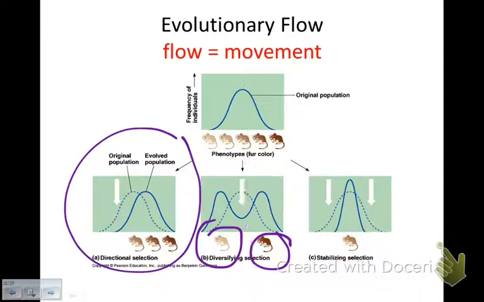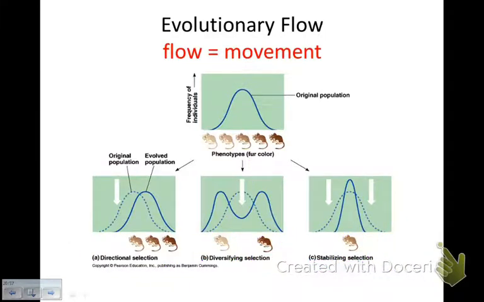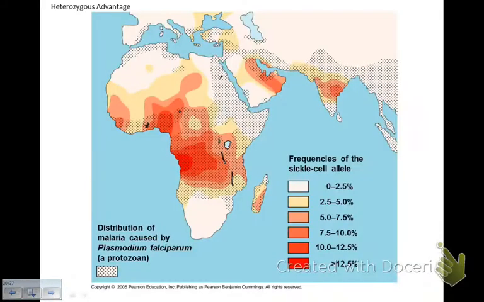We've got directional selection, be able to draw this, be able to provide examples. Directional selection, diversifying or disruptive, where both extremes survive but the middle is not any good. And then stabilizing, the middle is what's the best. Both extremes are dying. So here both extremes are surviving. All right, so you want to know that.